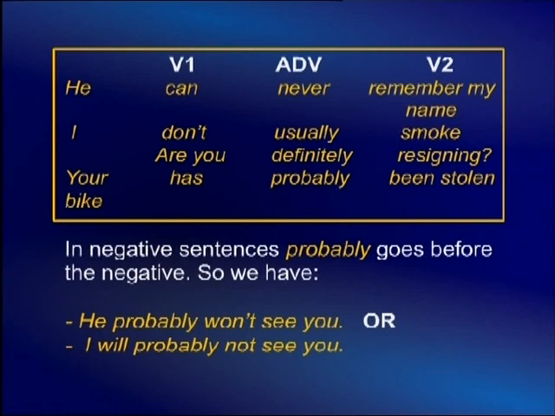It sounds a bit complicated, but if you look at the table, it will illustrate what I am saying. For instance, if you have the verb don't smoke. Now the verb is in two parts, do, don't smoke. So you will say, I don't usually smoke. And usually words like never, actually, definitely, probably, they usually come after the first part of a two-word verb. Are you definitely resigning?